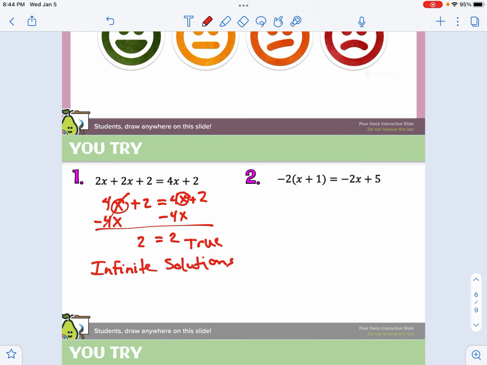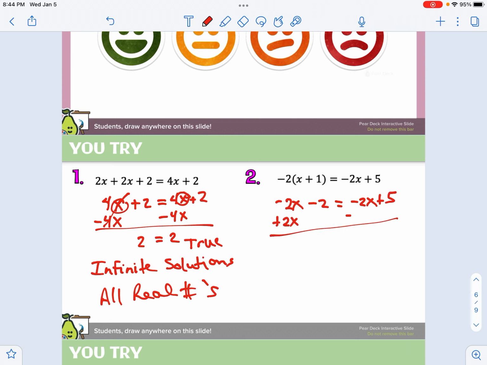If they ask you what kind of numbers, they're called all real numbers. That was in our number chart we talked about in the beginning of the school year. The next one you should have gotten, negative 2x minus 2 equals negative 2x plus 5.